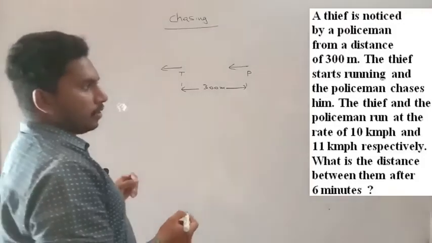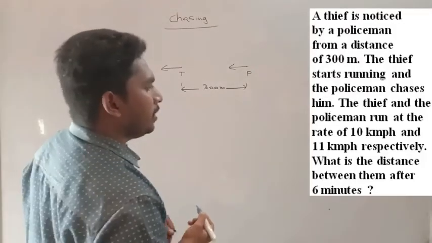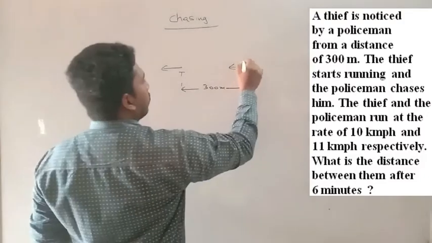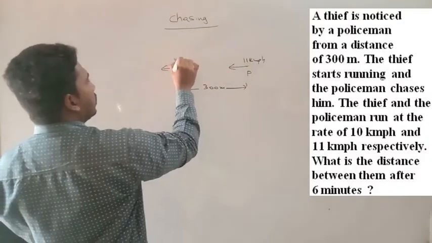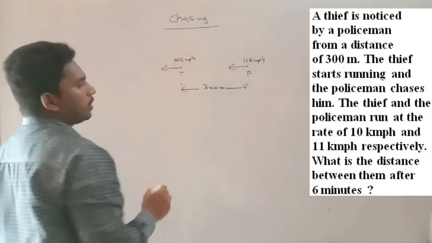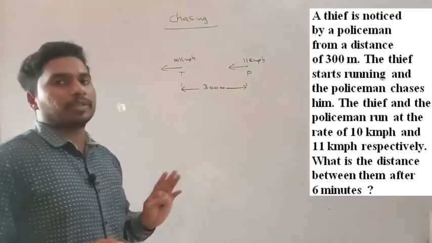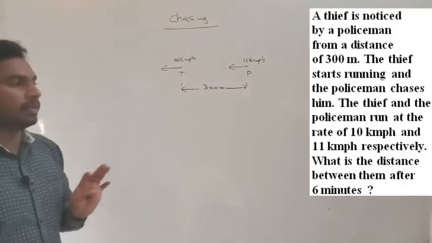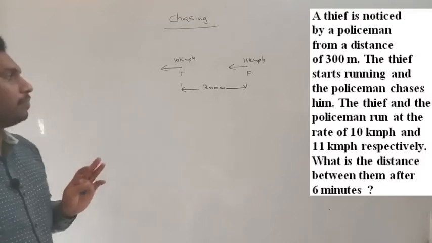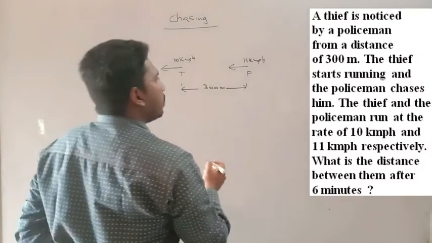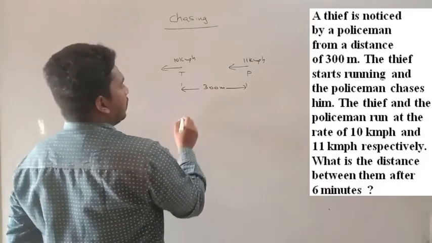Now the velocity of the policeman is 11 kilometers per hour as per the problem, and the thief is 10 kilometers per hour. Now they are asking what is the distance between them after 6 minutes. After 6 minutes, what will be the distance between them? So now let us take the policeman.